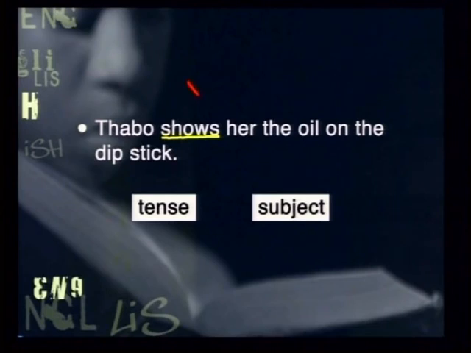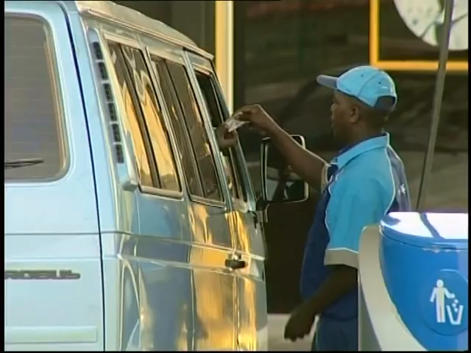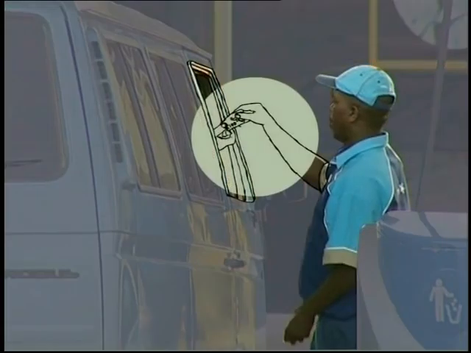So, who or what shows? The answer is Tabu. So show is a finite verb because it has a subject and tense. Clive gave Tabu the money.